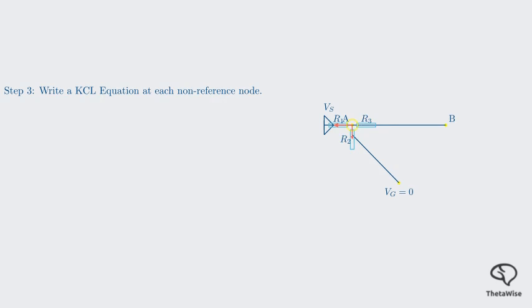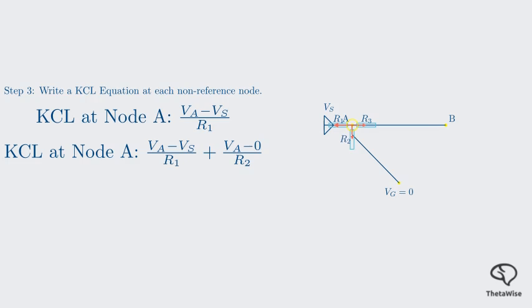Let's write the KCL equation for node A. We'll assume three currents are leaving the node. The current leaving through R1 is the voltage drop across it, which is VA minus the source voltage, divided by R1. The current leaving through R2 is VA minus the ground voltage, which is 0, divided by R2. So VA divided by R2. And the current leaving through R3 is VA minus the voltage at node B, divided by R3. We sum these three expressions and set them equal to 0. This is our first nodal equation.